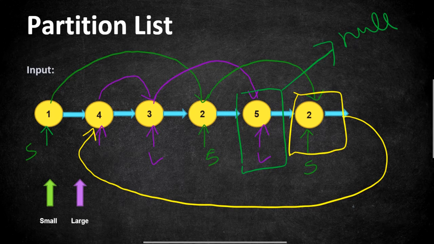So hope you're understanding the solution. This is going to happen in one pass, that is, it is going to iterate through our given list only once. So this is going to run in big O of n time complexity and constant space. So let's go to the code now.